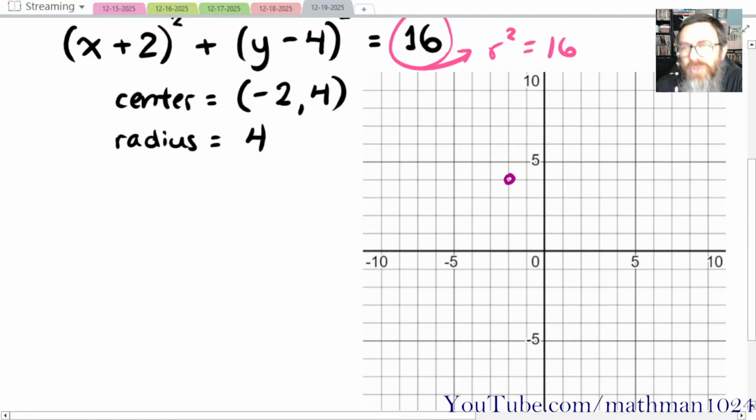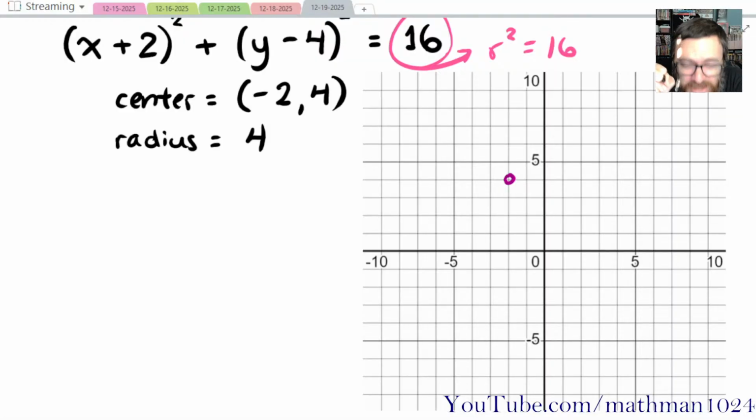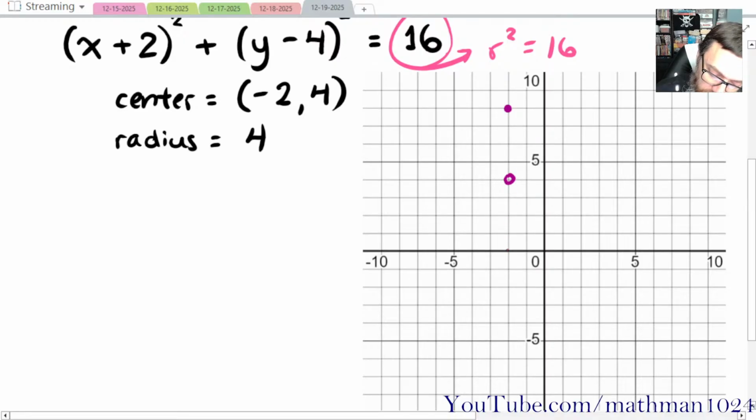Now I'm going to do an open circle, because if I were to do a full-on point, it's as though I'm saying that is part of the solution set, but it's not. It's a reference point. And then we're going to start with the radius to help us get some nice points that kind of create the shape for the circle. So using the radius, from the center, you want to go up, down, left, and right 4 units. So up 4 units, down 4 units, to the left, and to the right.